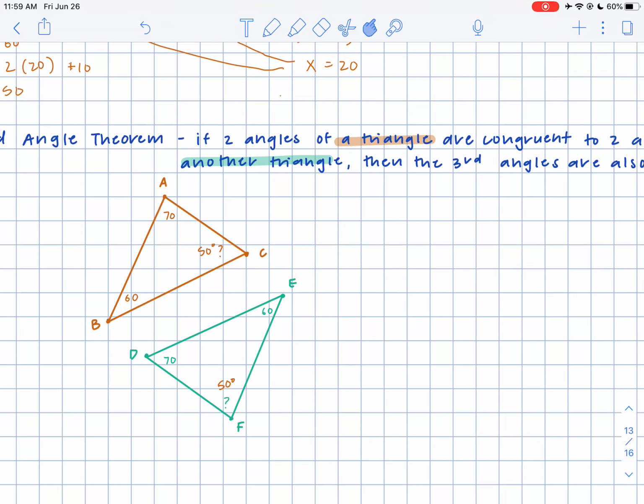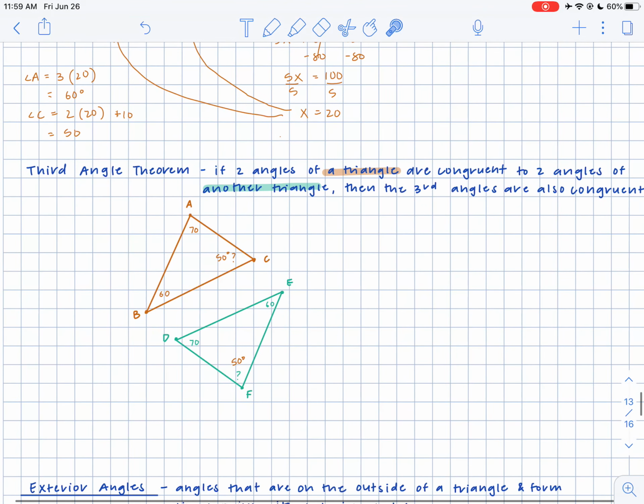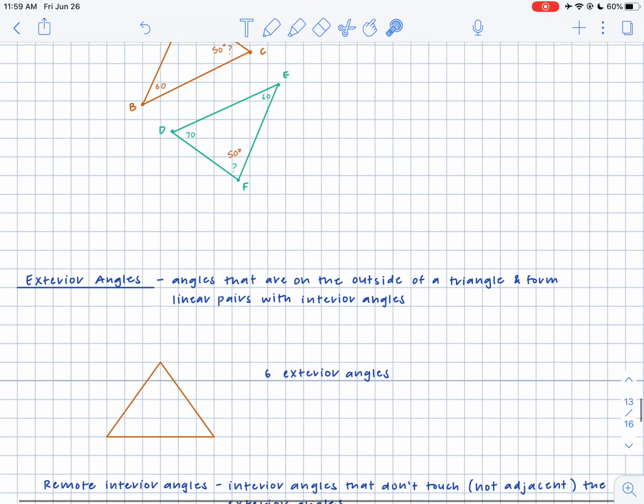And this should also be 50 because 70 plus 60 plus something has to give us 180, and that would be 50. So this third angle theorem just states that if two angles in one triangle are congruent to two other angles in another triangle, then the third angle also has to be congruent. And we know this because of the angle sum theorem.